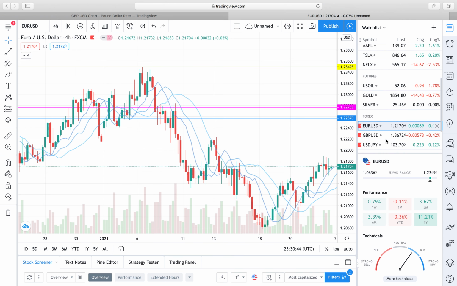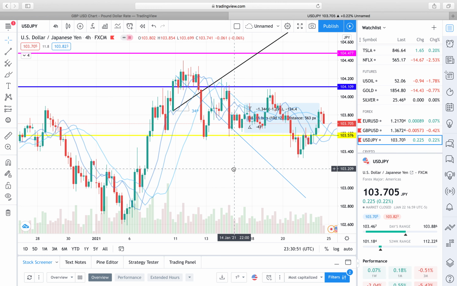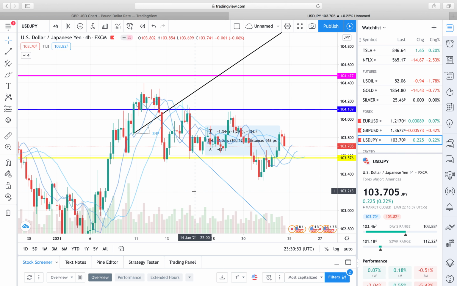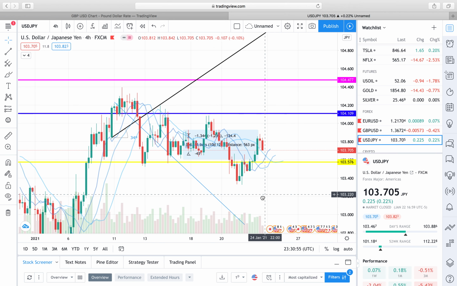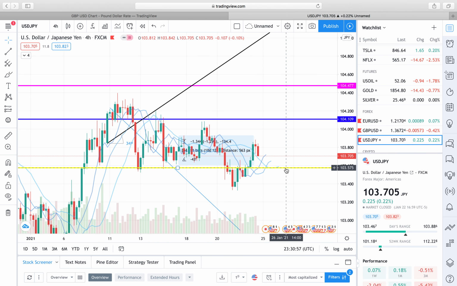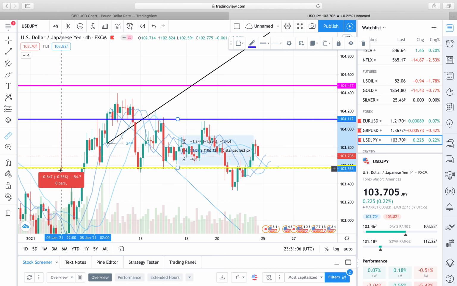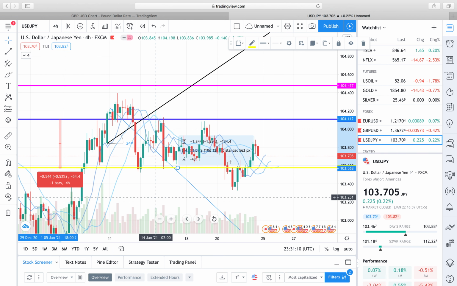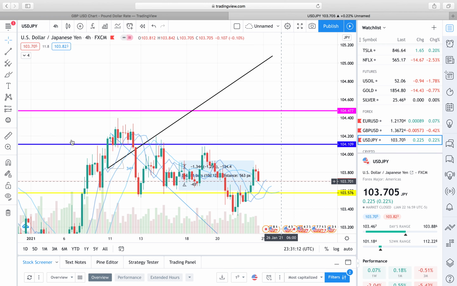And now I'm just going to go to the US dollar and then the Japanese yen. And this, for me, you see it's already more than 25 pips. Let's go ahead and measure so I could tell you guys specifically how many pips it is that I would have lost. So it's 54.4 pips, so almost 55 pips.